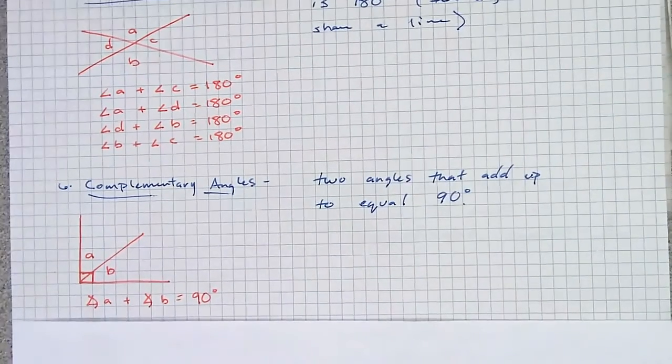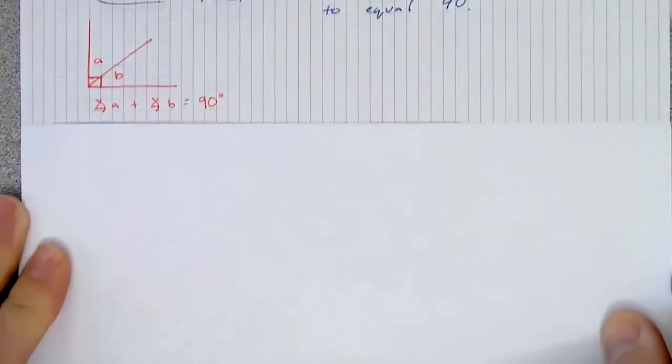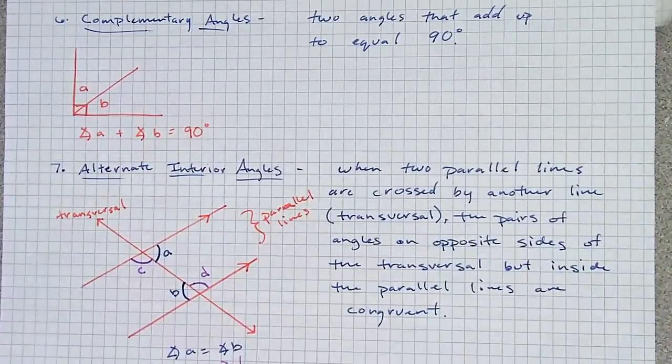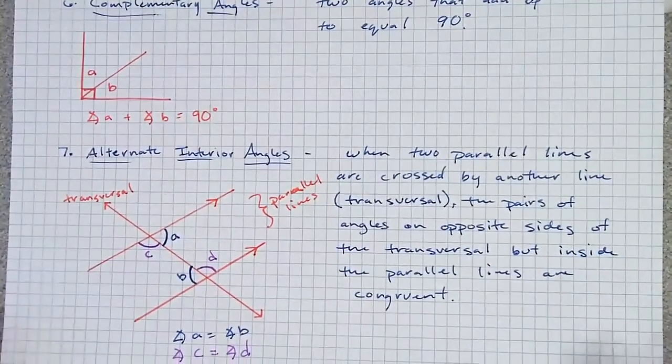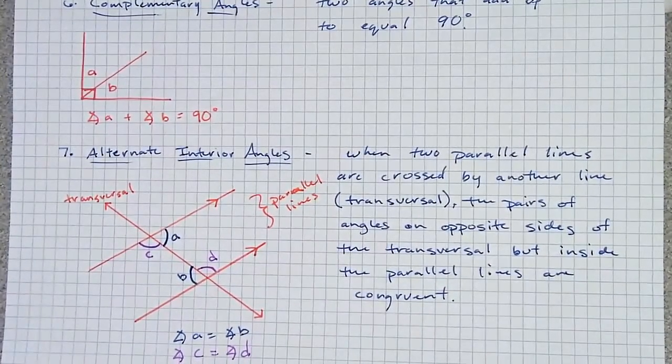All right, one of the more confusing ones here, alternate interior angles. We can only use these whenever we have two parallel lines that are being crossed by another line, which is called a transversal. And the pairs of angles on opposite sides of the transversal, but inside of the parallel lines, are congruent.